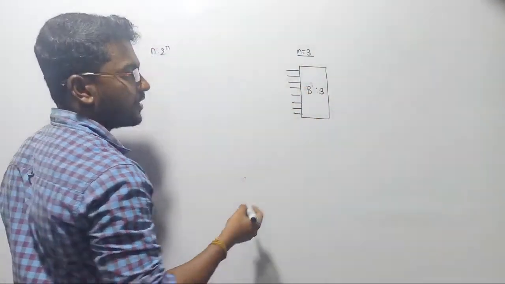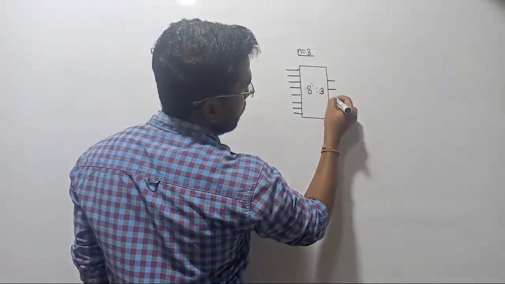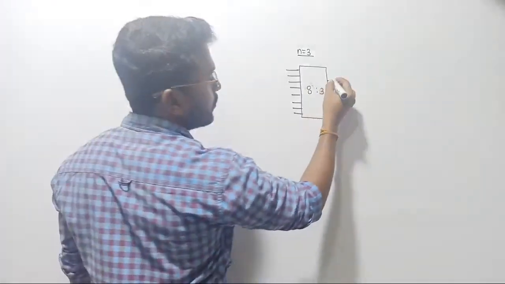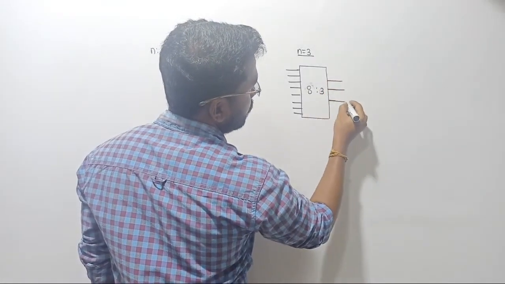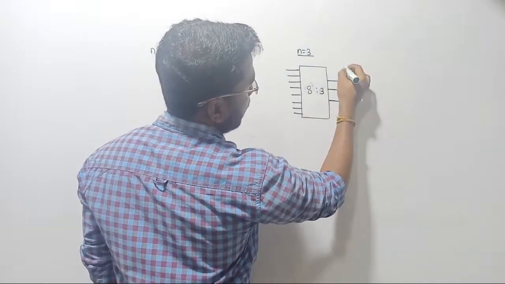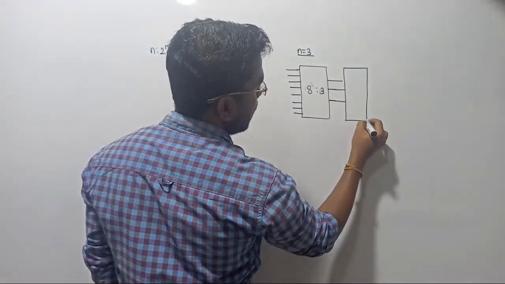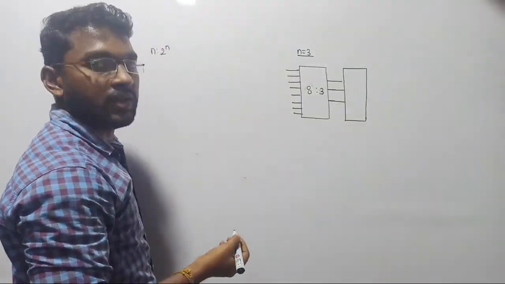Totally we are considering 8 lines, but in the output side it's required. See, only 3 lines should be required in order to transmit the data. I said from the input side, right? So we are going to encrypt the data and then transmit it to the receiving end, right? So in the receiving end, what will happen?